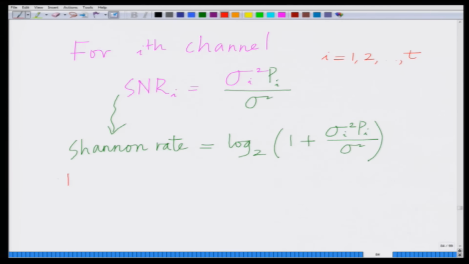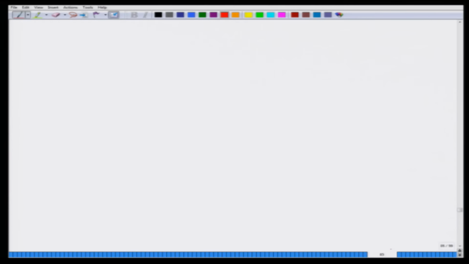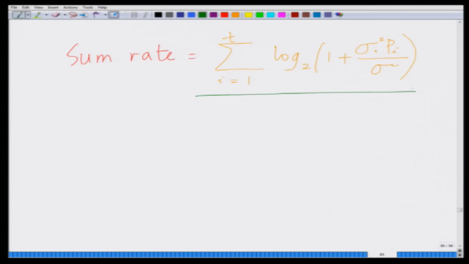Therefore, the sum rate equals summation I equals 1 to T log 2 of 1 plus SNR I, or in other words the sum rate equals summation I equals 1 to T log 2 of 1 plus sigma I square Pi divided by sigma square. This is the sum rate of the MIMO channel.